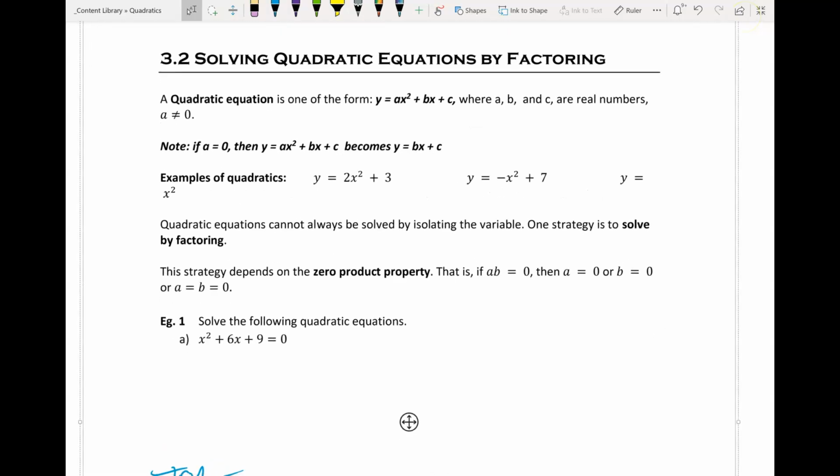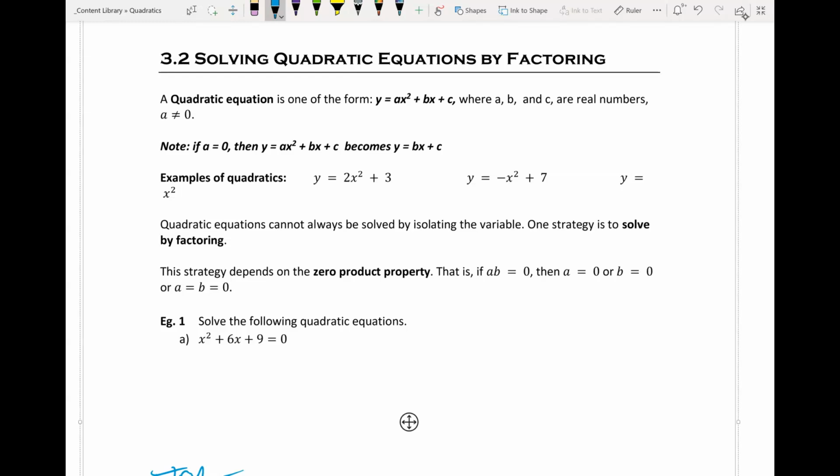In this lesson, we're going to solve quadratic equations by factoring. A quadratic equation is in the form of y equals ax squared plus bx plus c. This is the general form of a quadratic. Here are some examples of quadratics.